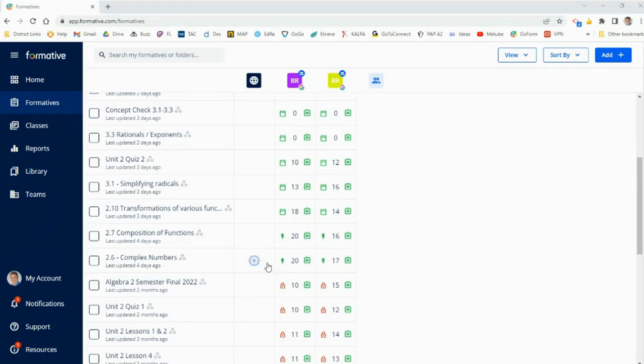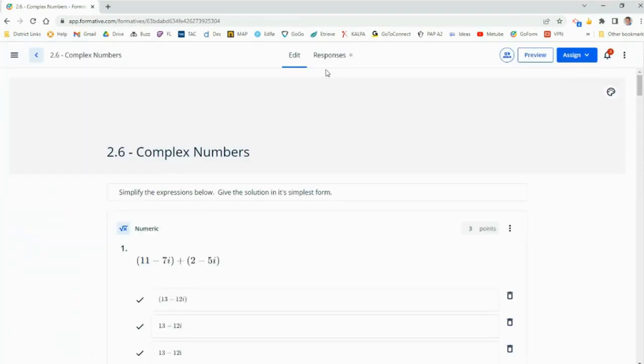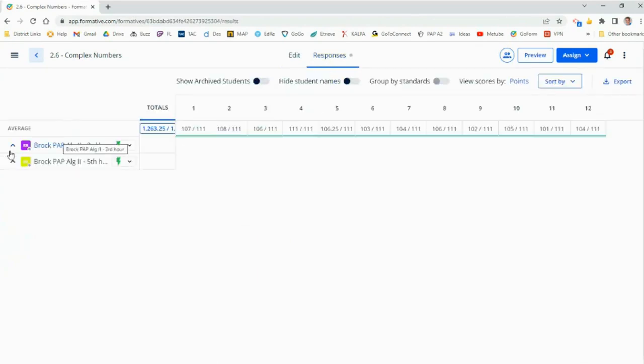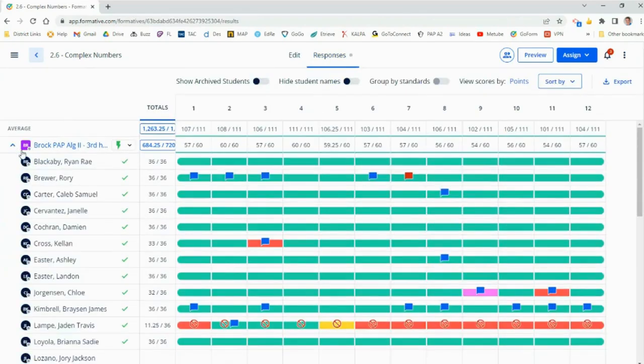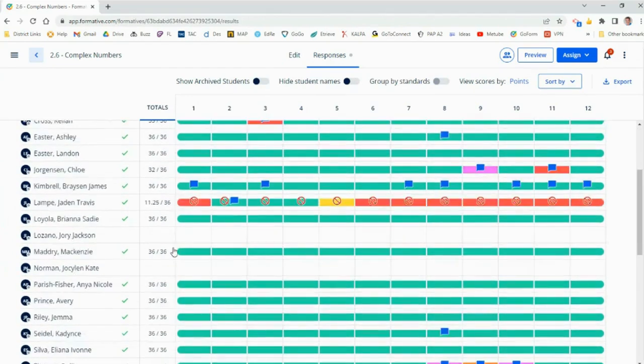Let's look at just any one of these. We'll look at 2.6. Look at one of my open formatives here. If I look at these responses, I have two different classes. Obviously, it's a 36-point assignment. I've got a couple of students who have taken it.